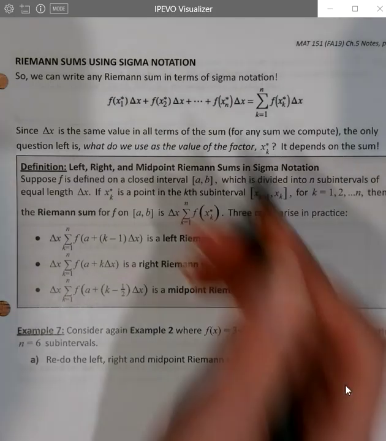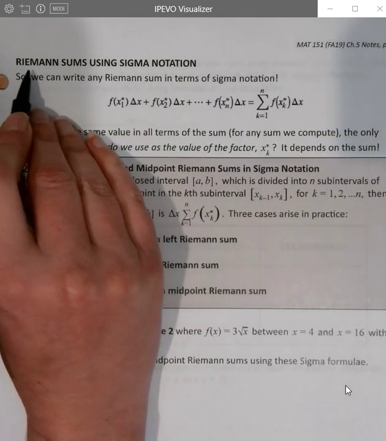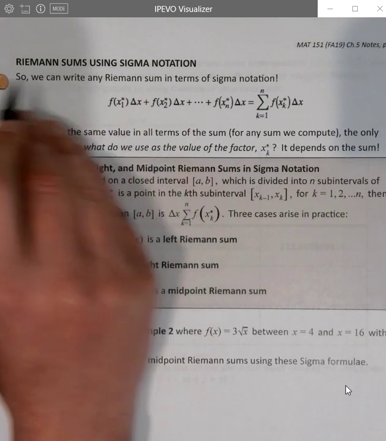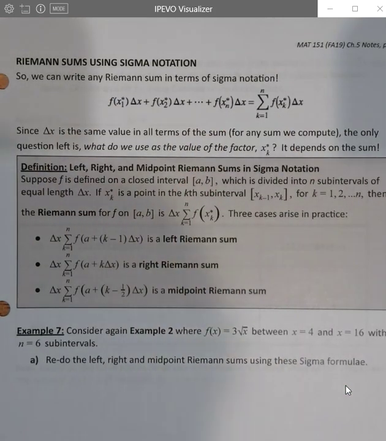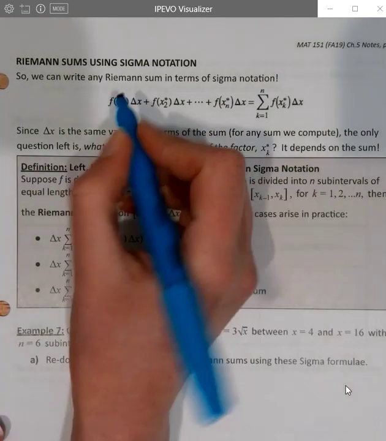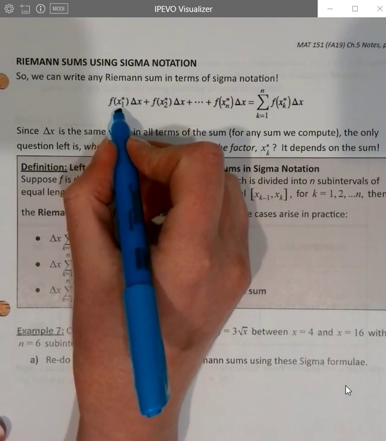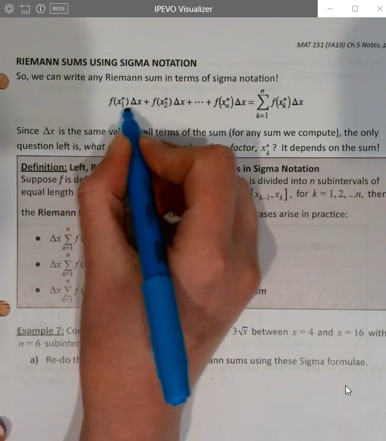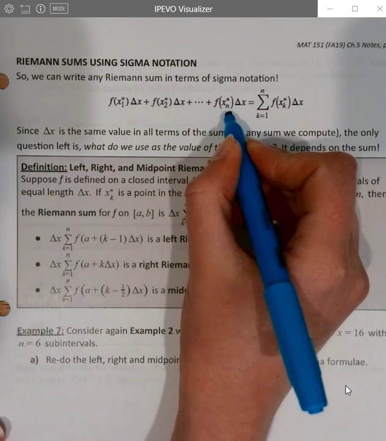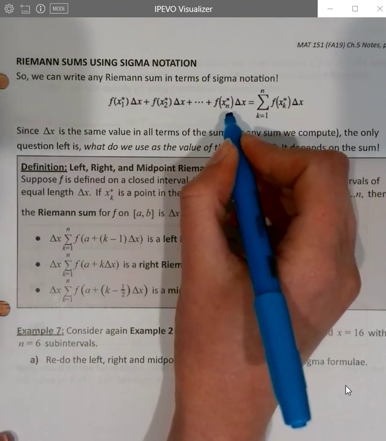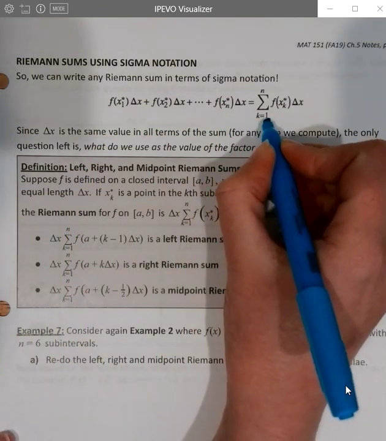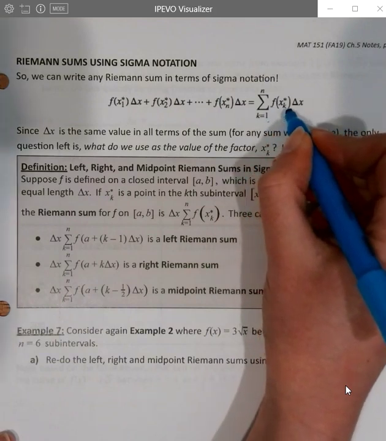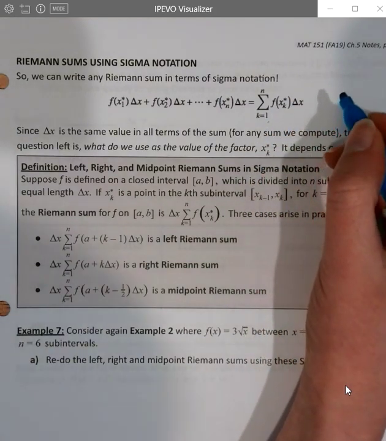Now that we have an understanding of sigma notation, we're going to put that together with what we know about Riemann sums and write our Riemann sums in sigma notation. So in non-Riemann sum notation, we wrote f of x k star times delta x, etc. And if we do it in sigma notation, we're just going to go from k equals 1 to n of f of x k star times delta x.